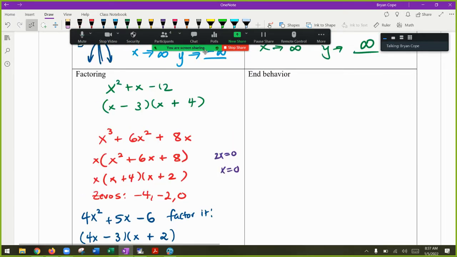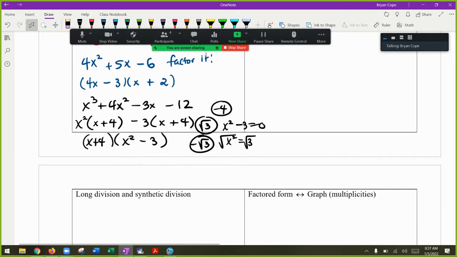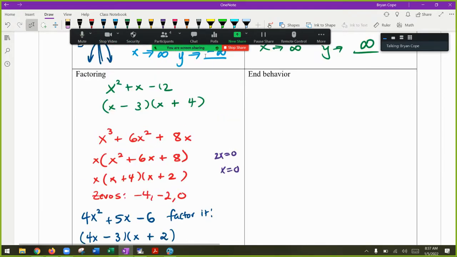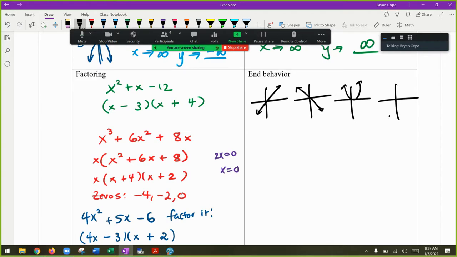Okay. And on the final, yes, end behavior. Okay, 4 cases. Ready? There's this one. There's that one. There's this. And there's this. This is odd degree. Odd degree. This is even degree and even degree.